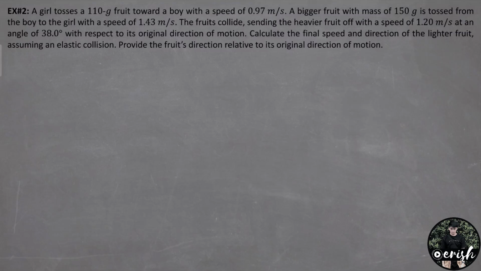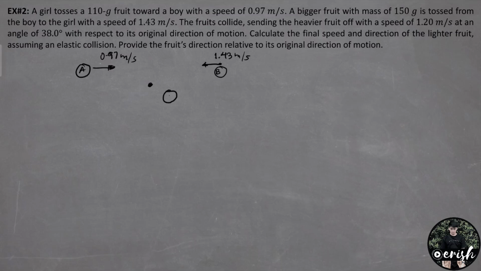For example, before the collision, this is the 110 gram fruit and ito yung isang fruit. Before the collision, ito yung velocity ni fruit A and this is fruit B. Ang velocity ni fruit A 0.97 meters per second while si fruit B naman 1.43 meters per second. After the collision, nagtama sila at this point and then nag-separate din sila agad. This is an elastic collision.